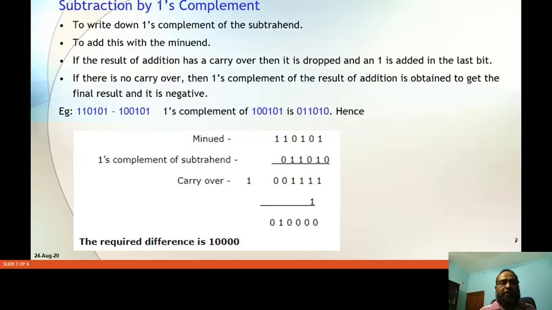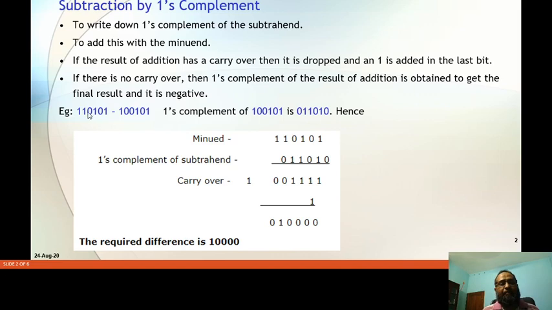Okay, so here a few steps are there. If we want to subtract two numbers, first write the ones complement of the subtrahend, then add it with the minuend. When we are adding, if there is any carry, that carry is known as end carry. If there is a carry, then we have to add that carry to the sum, and what you have obtained will be the difference of the two numbers.